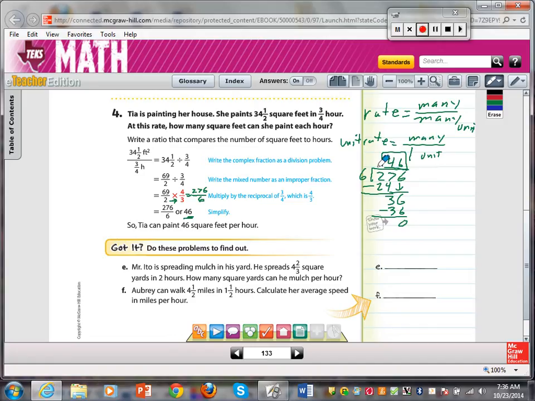But now we have to put it back into the context of the problem. So it says, Sotia can paint 46 square feet per hour. Well, we knew that it was 34.5 in 3/4 of an hour. So in a whole hour, you could probably assume that it's going to be a little bit more. And in fact, it is right here. So it was 34.5. She can actually paint 46 square feet per hour, if, of course, she paints at the same rate without taking a break through a whole hour. That would be what it would be.